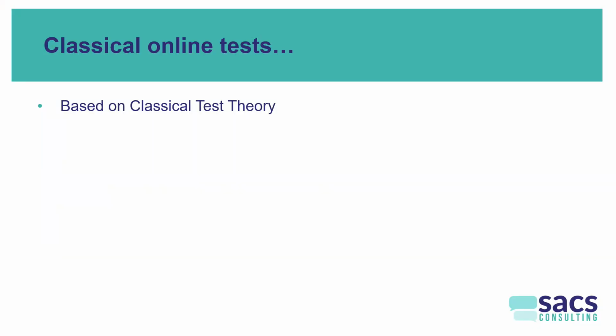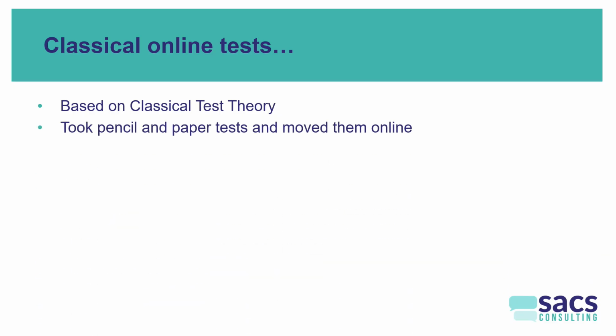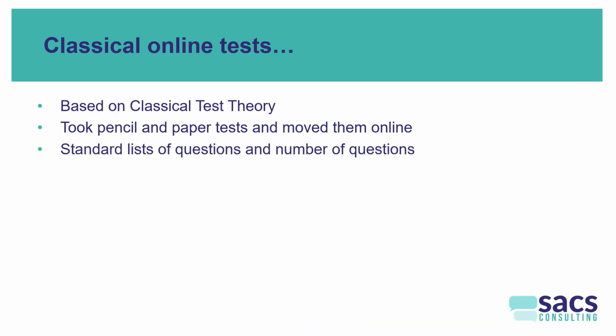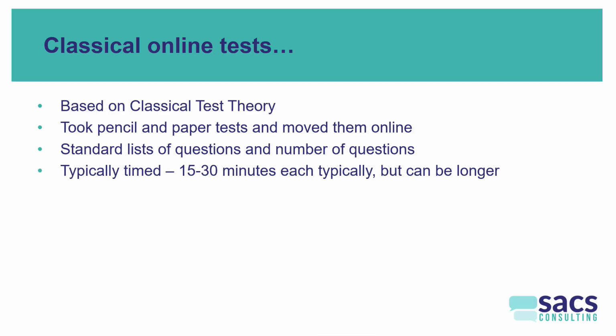And then there's classical online tests, and they're based on a thing called classical test theory, which I won't bore you with the details of. But they have pencil and paper versions, and then they move them online. And standard lists of questions and numbers of questions, typically timed. So timed tests for cognitive ability are typically 15 to 30 minutes each, but can be longer.